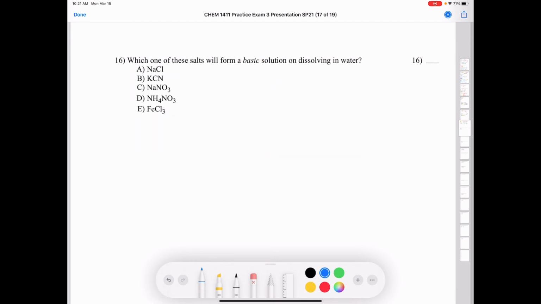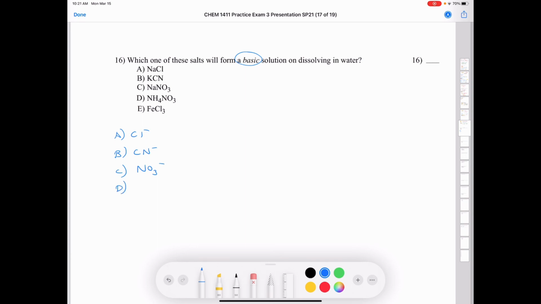Number 16, which one of these salts will form a basic solution when dissolving in water? Well, we're going to have to look at the anions for each one of these compounds. So if we look at sodium chloride, the anion in A is chloride. The anion in B, potassium cyanide, is a cyanide ion. The anion in C is nitrate, the nitrate ion.